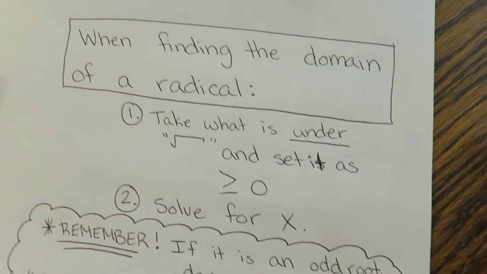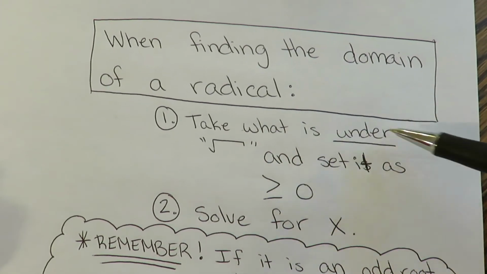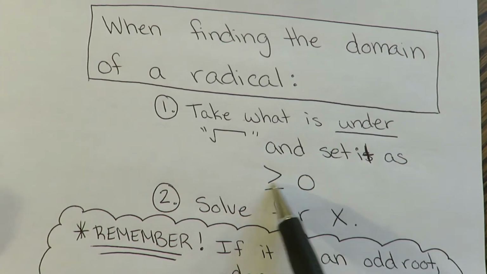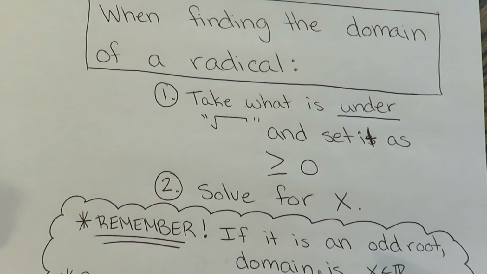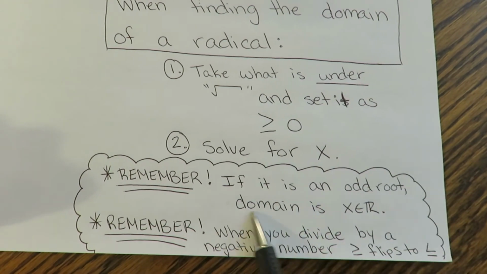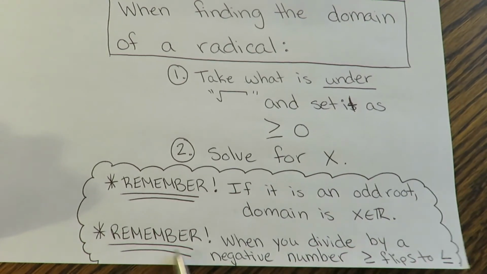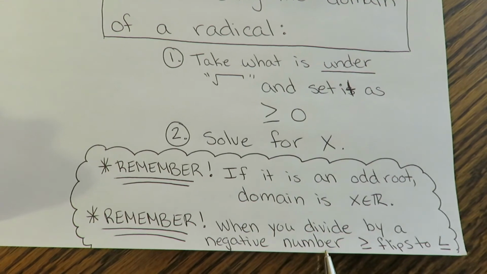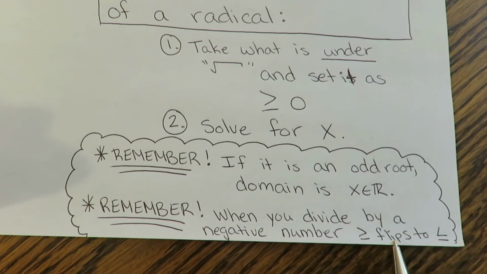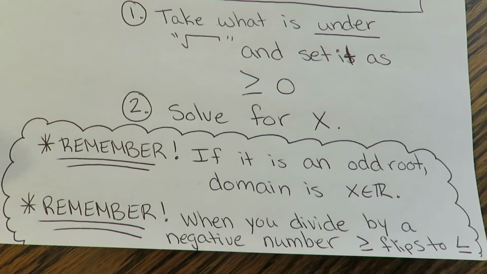So just to recap, when you're finding the domain of a radical, the first thing you do is take whatever's under there and set it as greater than or equal to 0, and then solve for x. But remember, if it's an odd root, the domain is automatically x is in the real numbers. And also remember that when you divide by a negative number, that inequality sign needs to flip around so that it now says less than or equal to instead of greater than or equal to.